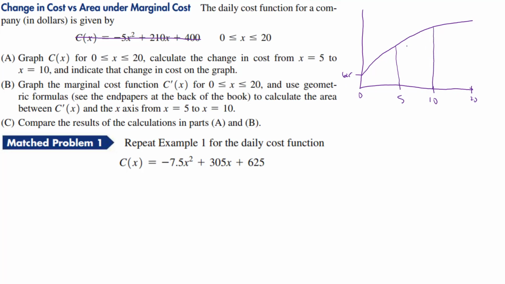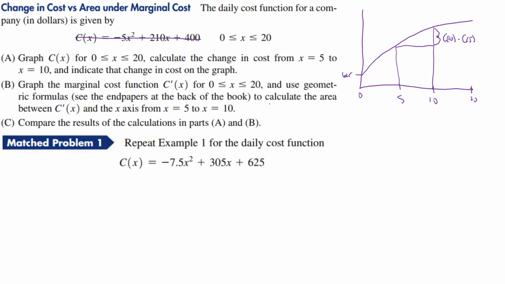Now, if we want to calculate the change in cost, so basically we're looking at the height here and the height here. And so we're looking at what is that difference. And so that's going to be what? Well, that's going to be C of 10 minus C of 5. And so we plug in 5 and 10 into this equation, and we get that out.